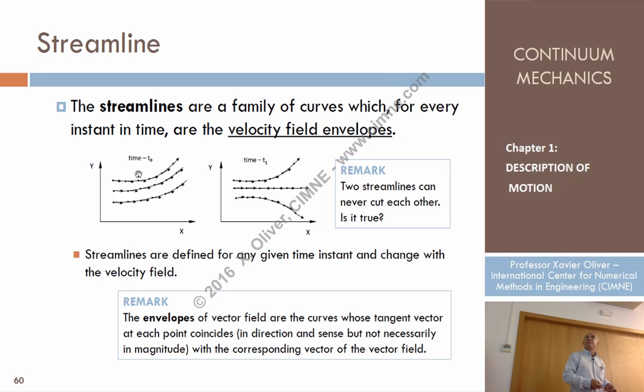So that would be that at time t0 it would be that, and at time t1 it would be the same, and at time t2 the same, and a long time the same, if the vector field is stationary. So in that case, the envelopes wouldn't change along time. And that is what we call, in that case, the streamlines are constant along time. Okay?